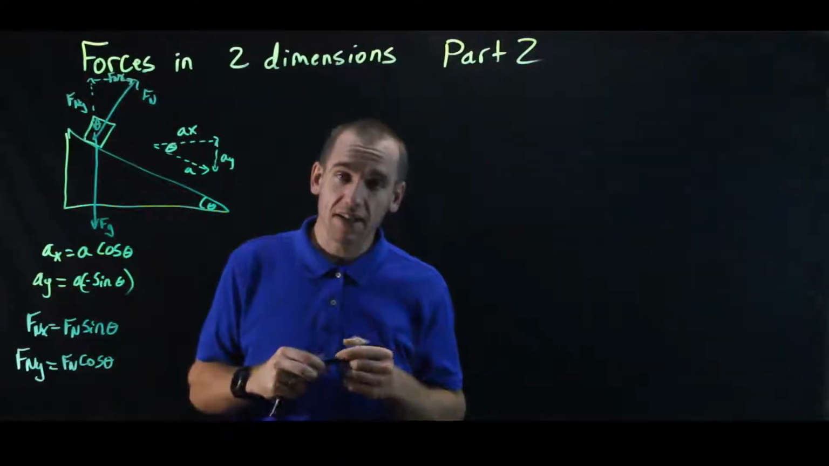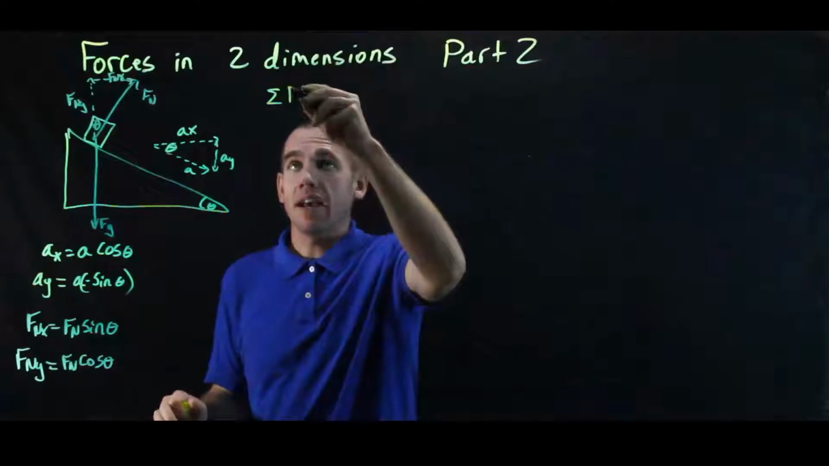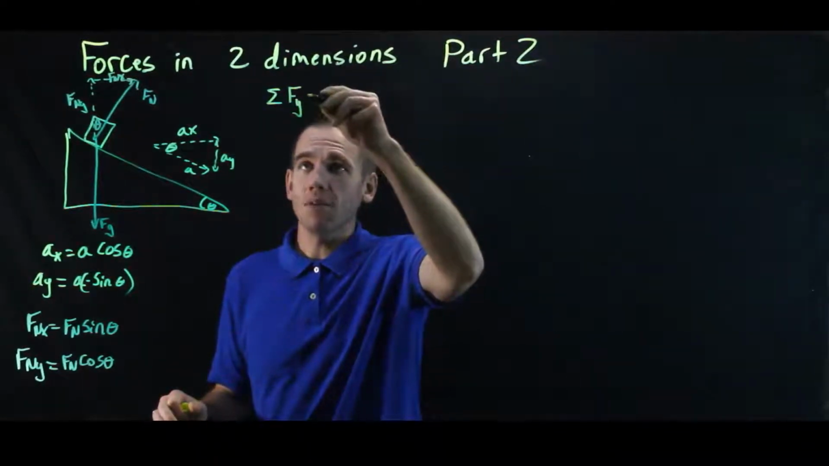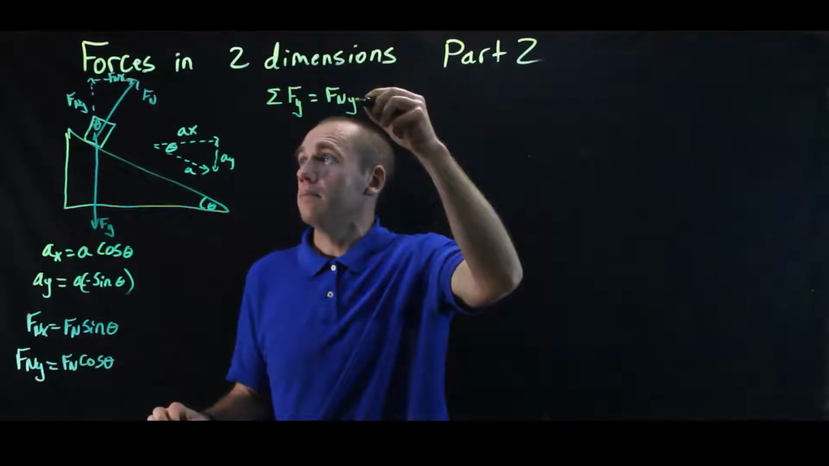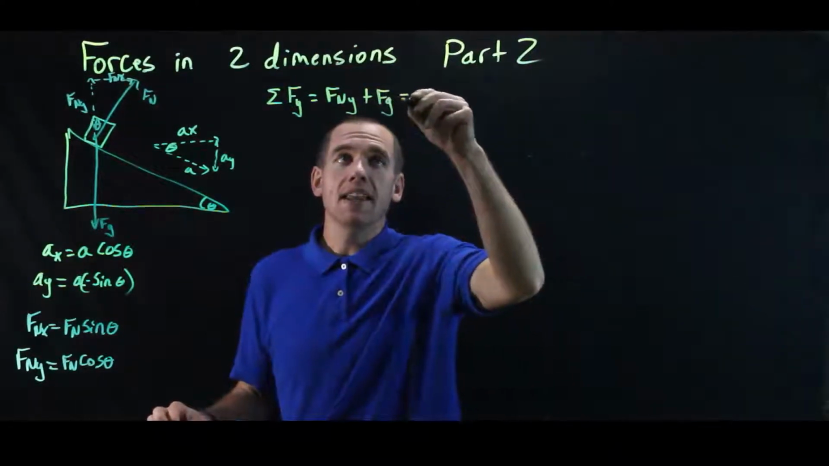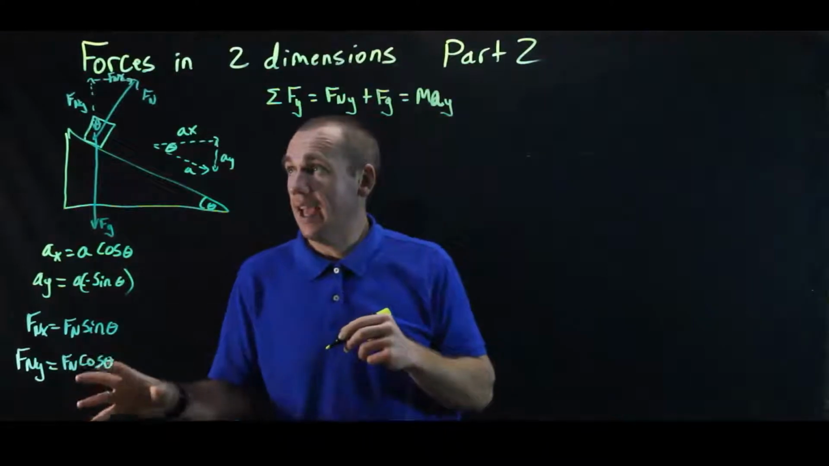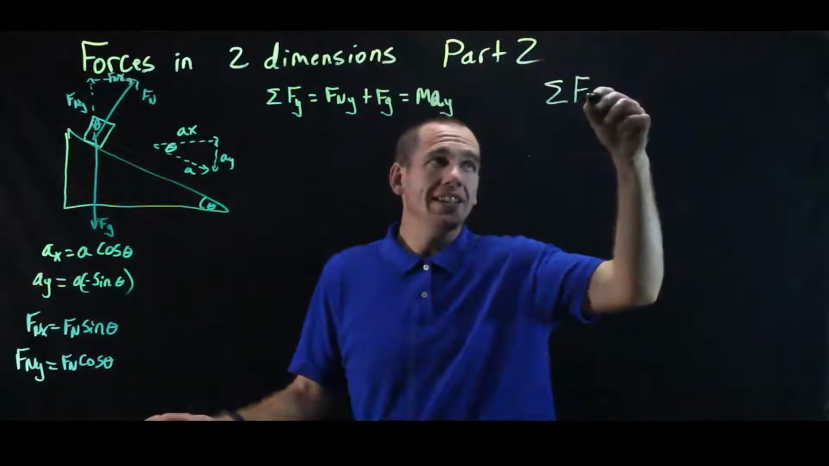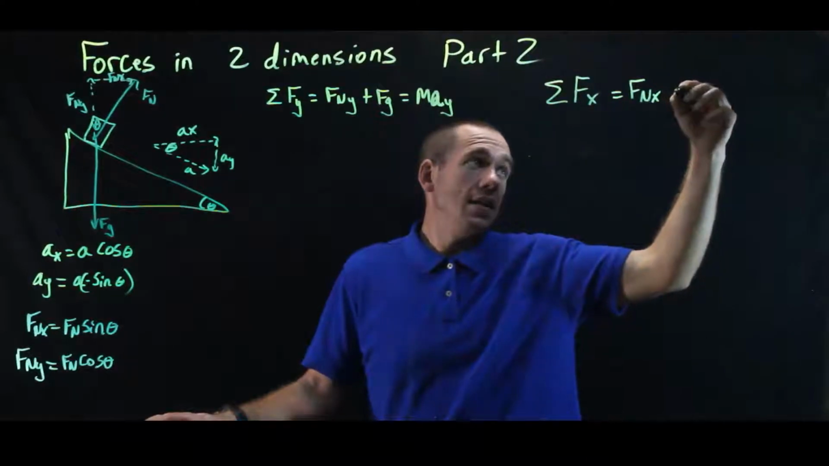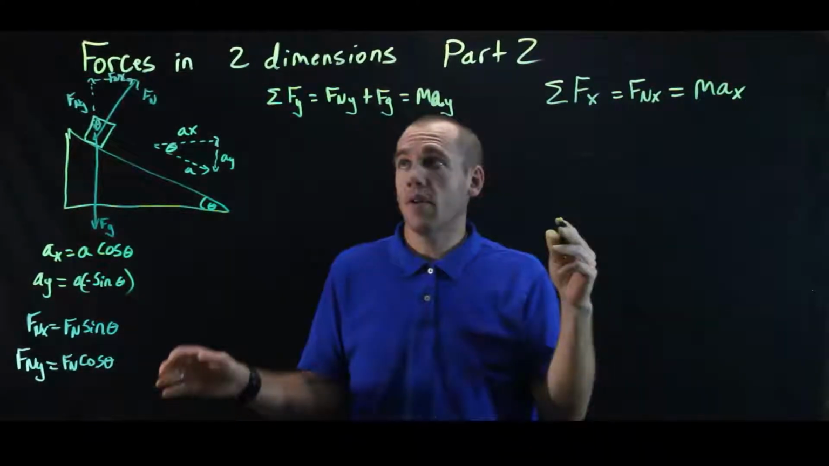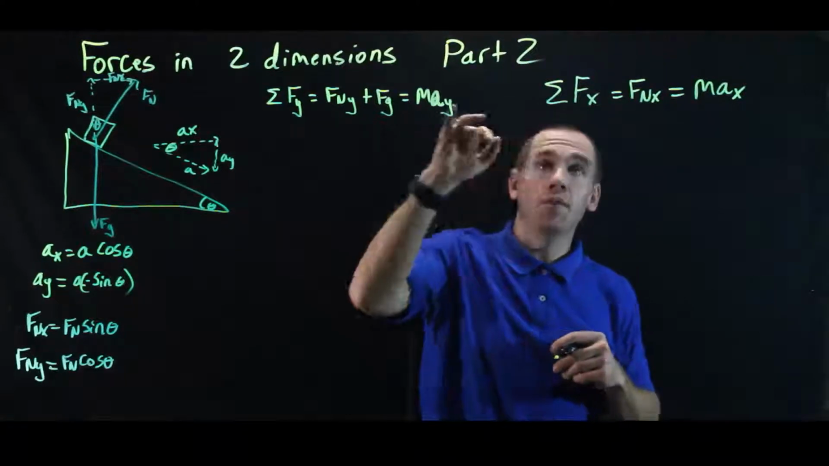So let's apply Newton's second law to this thing and see if we can actually find the acceleration of the crate down the incline. We have to keep in two dimensions because we have forces in two dimensions and acceleration in two dimensions. So the net force in y is equal to the normal force in y, Fny, plus the force due to gravity, Fg, and that's equal to mass times the acceleration in the y direction. Now we've got to do the same thing in x. In x, the net force in x is equal to Fnx, and that is equal to the mass times the acceleration in the x direction. So I have two equations, one with Fny, Fg and may, and this one with Fnx and max.